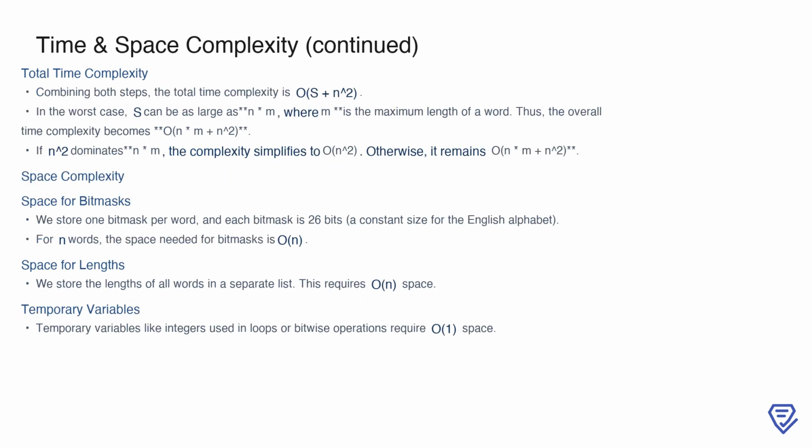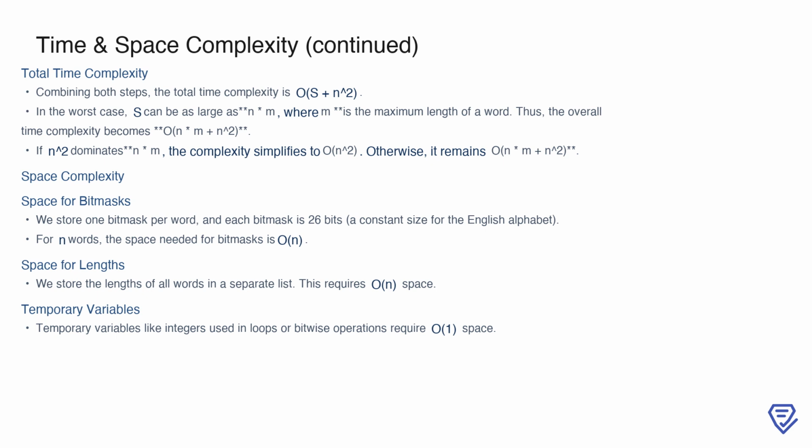Now, combining the two steps, the total time complexity is O(s + n²). In the worst case, the total length of all words, s, can be as large as n*m, where m is the maximum length of any word. This means the overall time complexity becomes O(n*m + n²). Depending on the input, if n² dominates n*m, the complexity simplifies to O(n²). Otherwise, it remains O(n*m + n²).